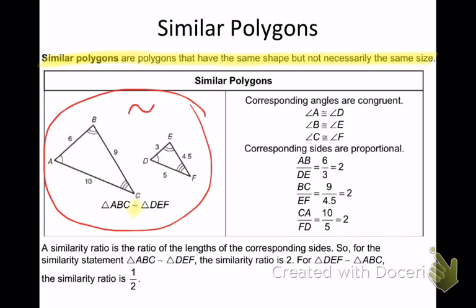As it states down here, a similarity ratio is the ratio of the lengths of the corresponding sides. So for the similarity statement triangle ABC is similar to triangle DEF, the similarity ratio is 2. But for triangle DEF is similar to triangle ABC, the similarity ratio is 1/2. So depending on which way you look at it, they could have different similarity ratios. Make sure you're looking at it one way or the other. And again, they show that right there.